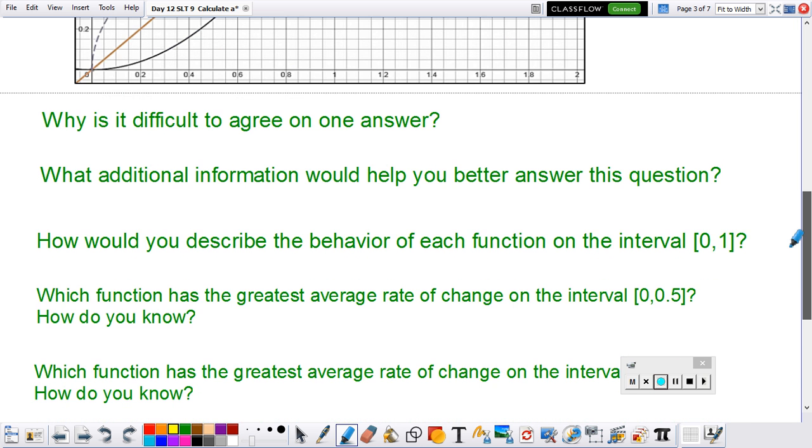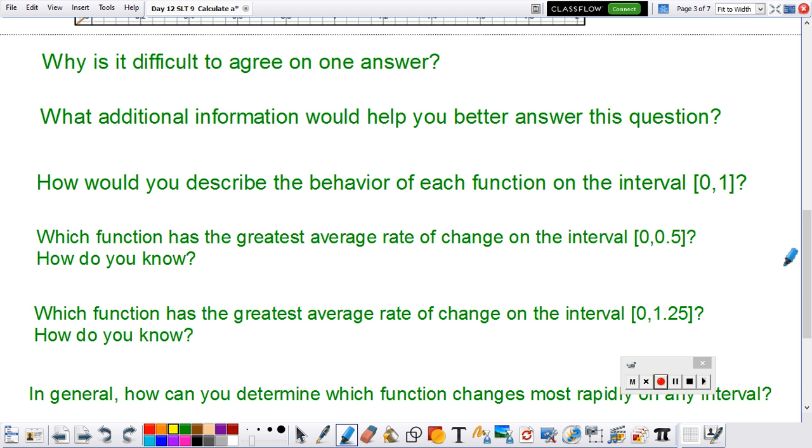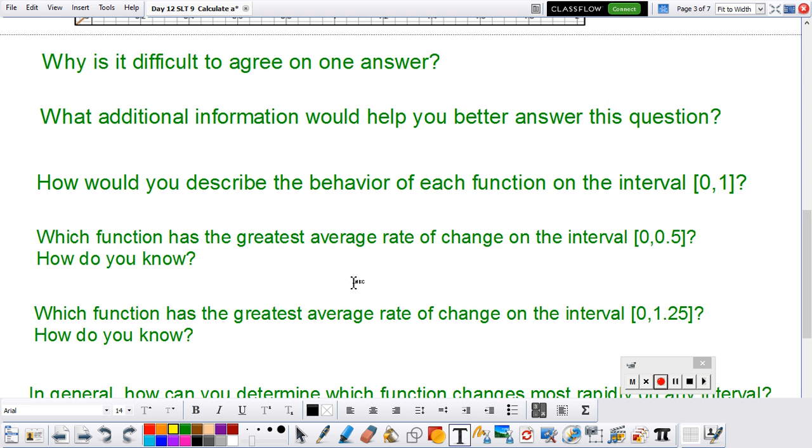All right, how would you describe the behavior of each function on the interval 0, 1? Well, on the interval 0, 1, they move at different rates, but they all cover the same amount. And you're not given any units here, so all we can really say is they have the same average rates of change. I don't know if it's that they all cover the same distance or they're all traveling at the same speed. Maybe it's a time speed graph. Maybe it's a time distance graph. All I know is they have the same average rate of change.